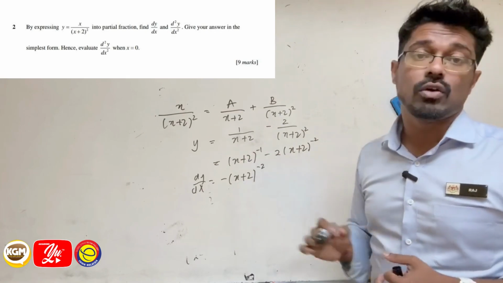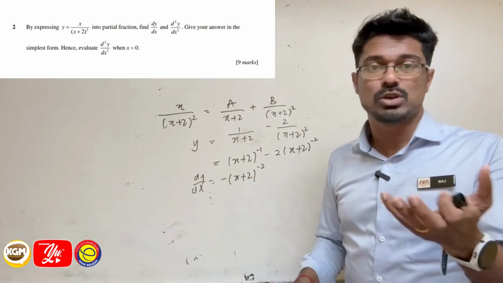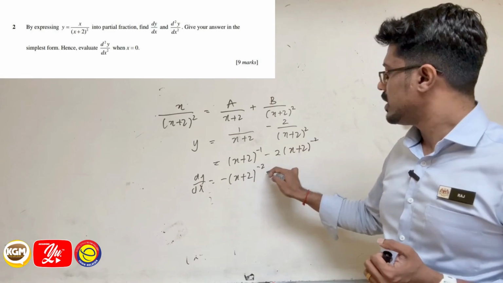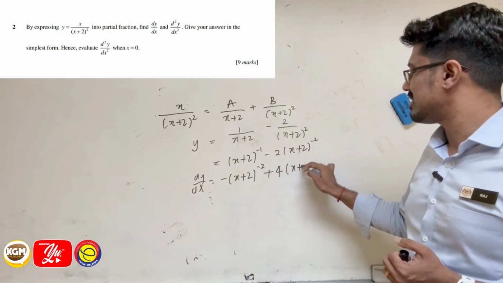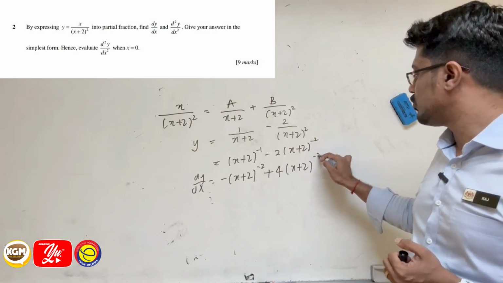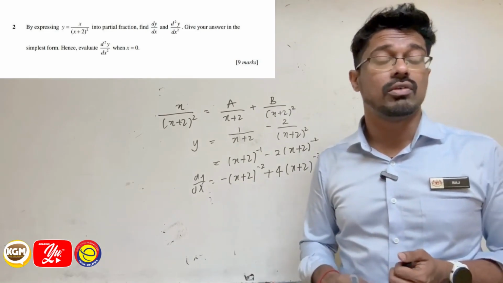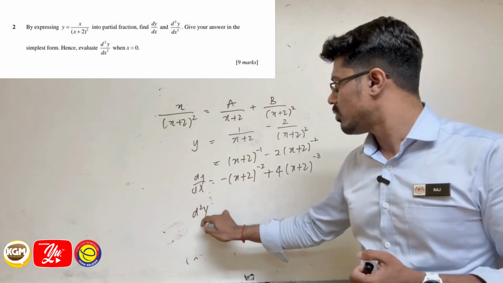A lot of students tend to overlook this, which is differentiate inside. In our case here, if you don't differentiate inside, you are still safe, you get away, because this is just going to be 1. Then here, negative, negative, going to get positive, 2(x plus 2) power negative 3, and of course 1. Right? So done with the first derivative. I want the second derivative as well. So I differentiate one more time.